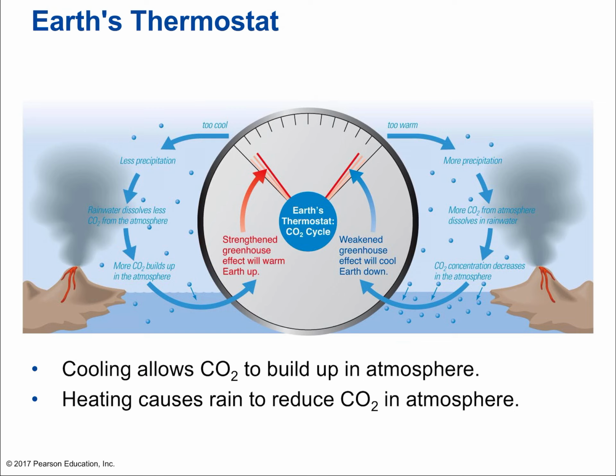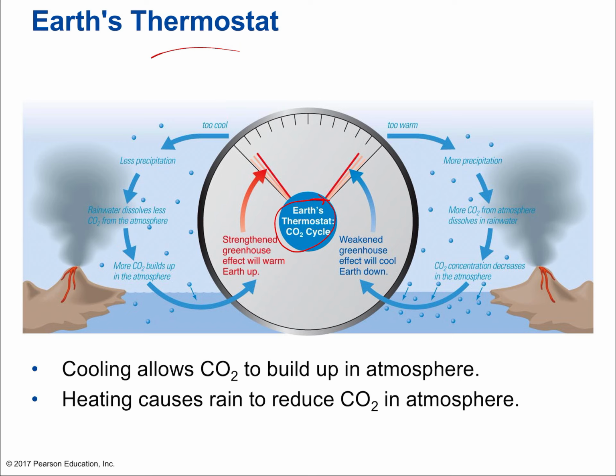So, Earth's thermostat. The cooling allows CO2 to build up in the atmosphere. Heating causes rain to reduce CO2 in the atmosphere. So the planet warms up a little bit, then the CO2 levels adjust. If the planet cools a little bit, the CO2 levels adjust as well. So it's a natural adjustment process. So we can see then that a strengthened greenhouse effect will warm Earth up, and the thermostat is the CO2 cycle. A weakened greenhouse effect will cool the Earth down.